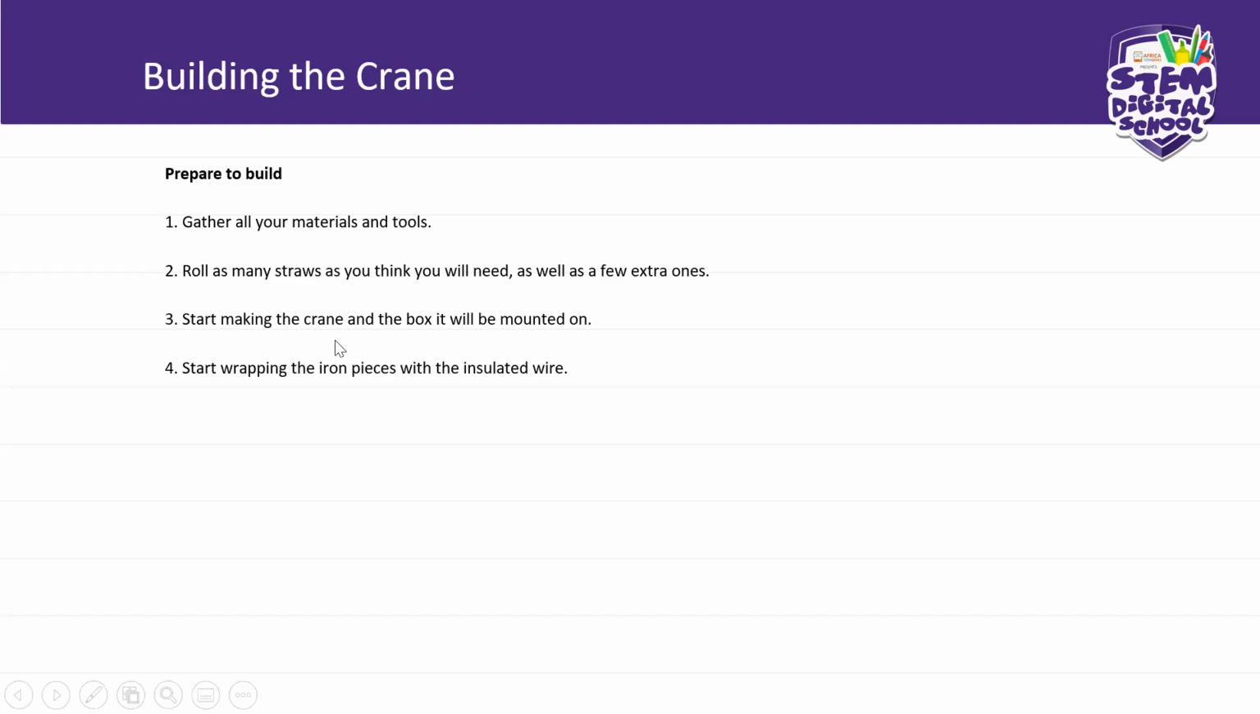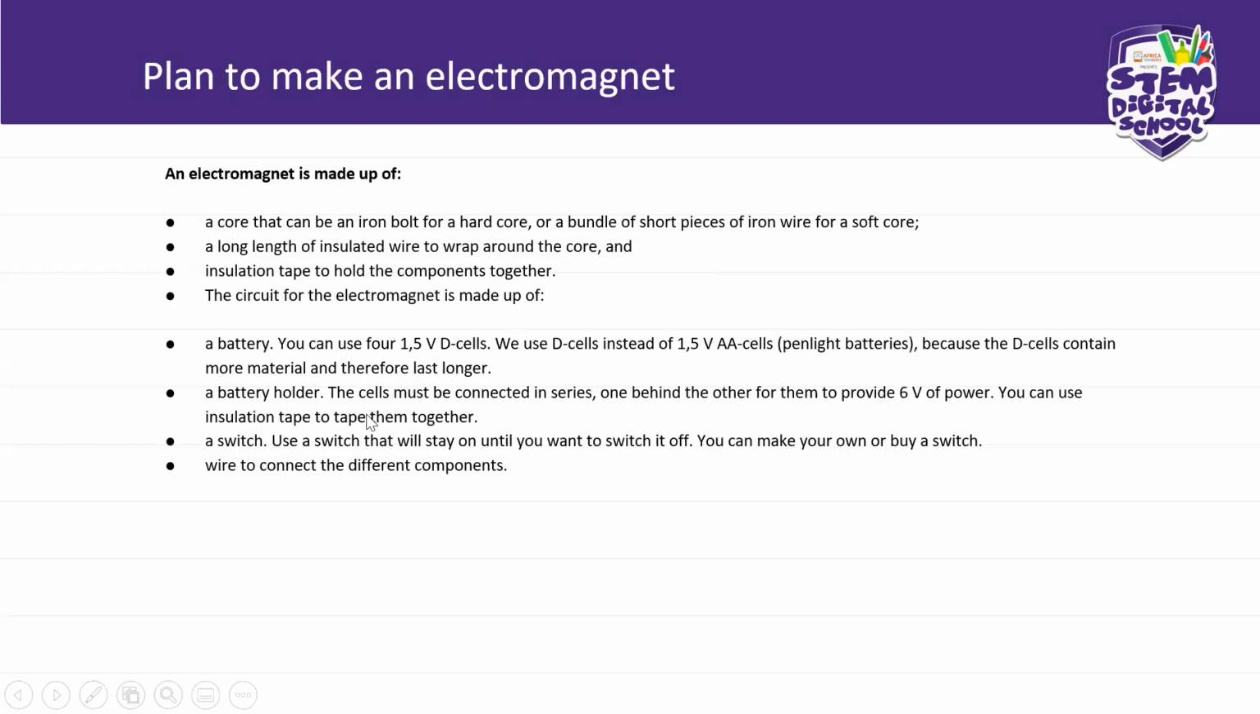You start making the crane and the box, and it will be mounted on. The crane must have a base. It must have a broad base so that it doesn't topple over. If you make the tower crane, remember a tower crane is a frame structure and it is tall, and it also has the jib. So you need to have a balancing of weight so that it will not topple over. You start wrapping the iron pieces with the insulated wire.